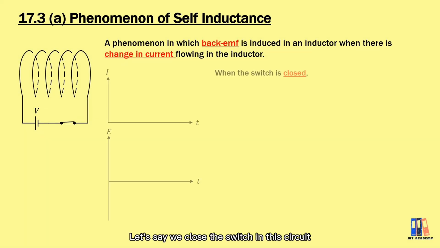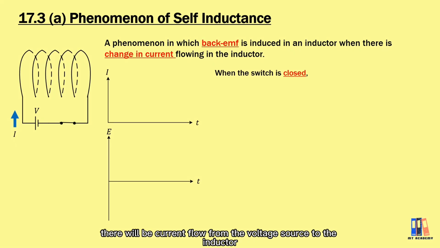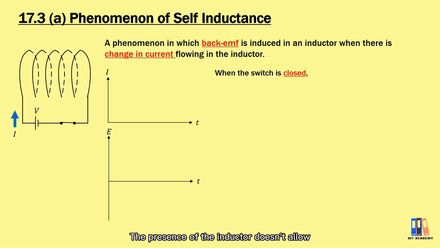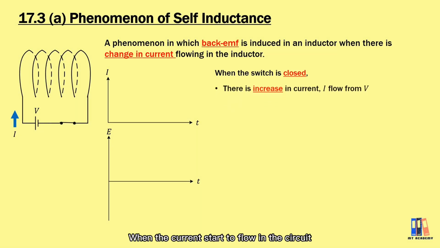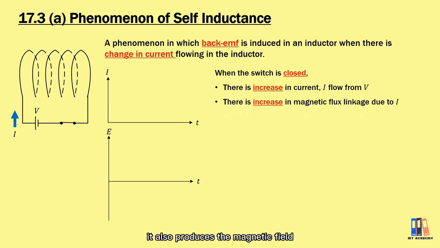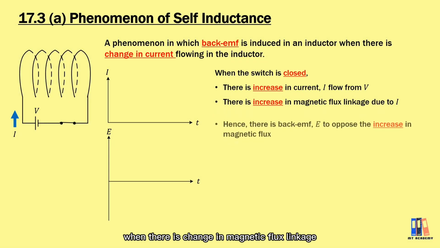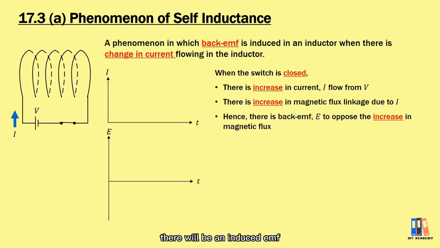Let's say we close the switch in this circuit, so there will be current flow from the voltage source to the inductor. The presence of the inductor doesn't allow current to increase instantaneously. When the current starts to flow in the circuit, it also produces the magnetic field that links to the inductor. According to Faraday's law, when there is change in magnetic flux linkage, there will be an induced EMF, which is the back EMF that is induced in the inductor in this case. So there will be a current flowing from the back EMF to oppose the current flowing in the circuit. So this is why the current from the voltage source doesn't increase instantaneously, but increases over a certain period.